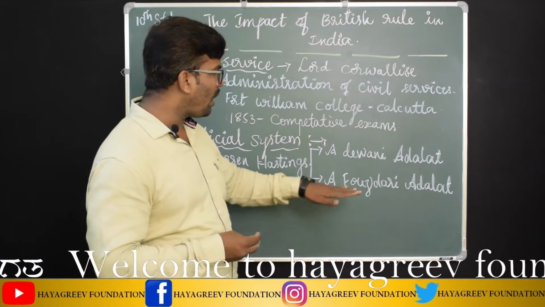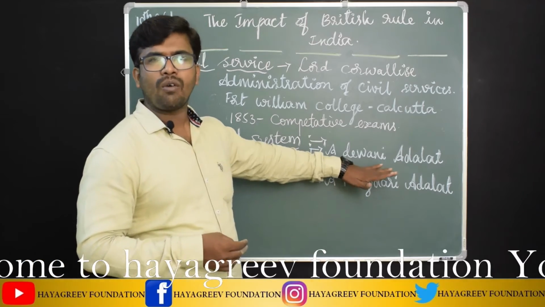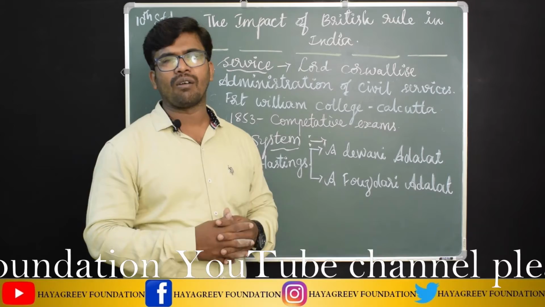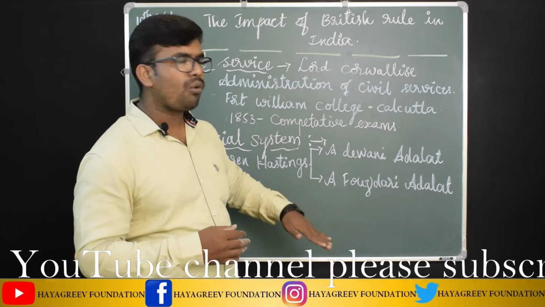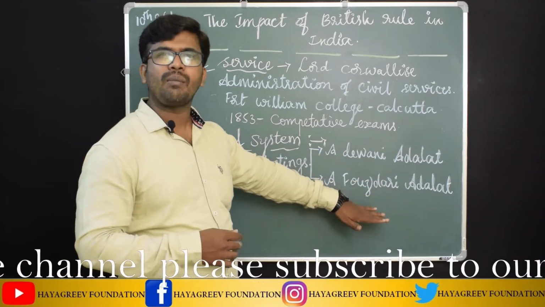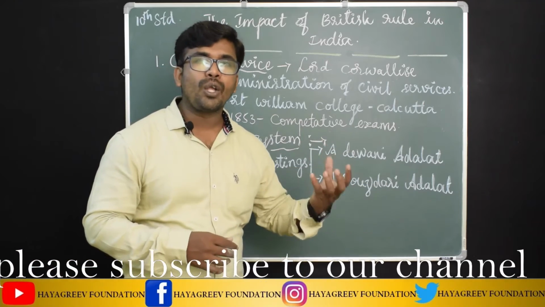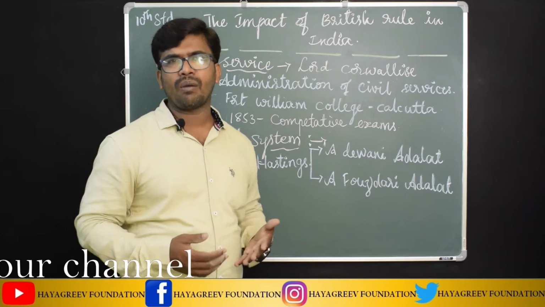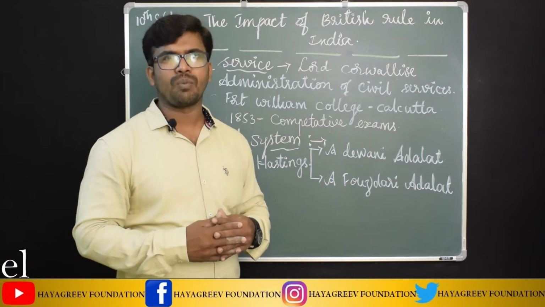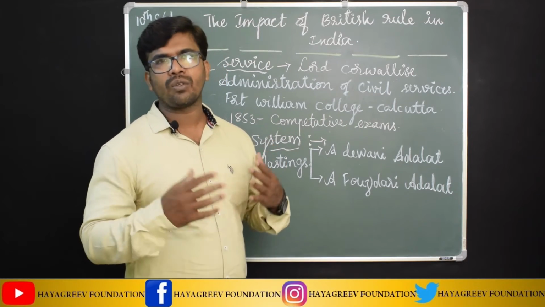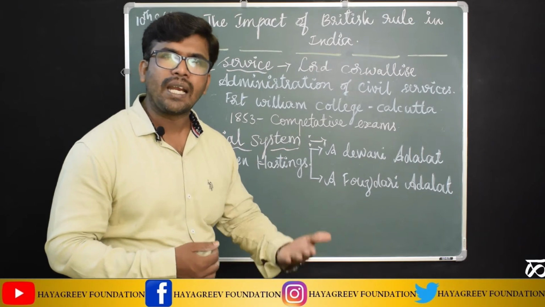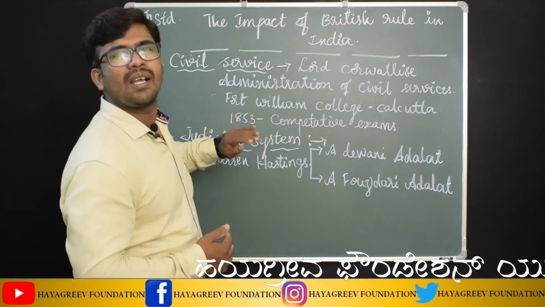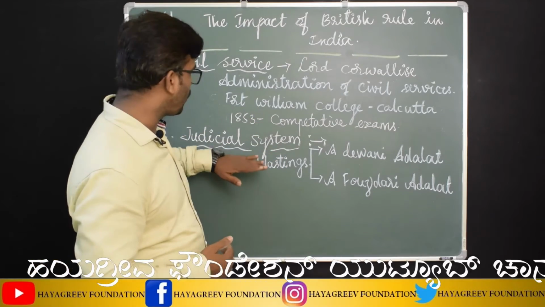For example, till now, Diwani Adalat, the civil court, and criminal courts were under the control of Indians themselves. But later on, what happened? Slowly, Diwani courts and criminal courts came under the control of the Europeans. As a result, what happened? A lot of discrimination took place while giving the judgment. A lot of partiality also we can see while giving judgment towards Indians. So this is the system which was introduced by the British government in India, that is the judicial system.